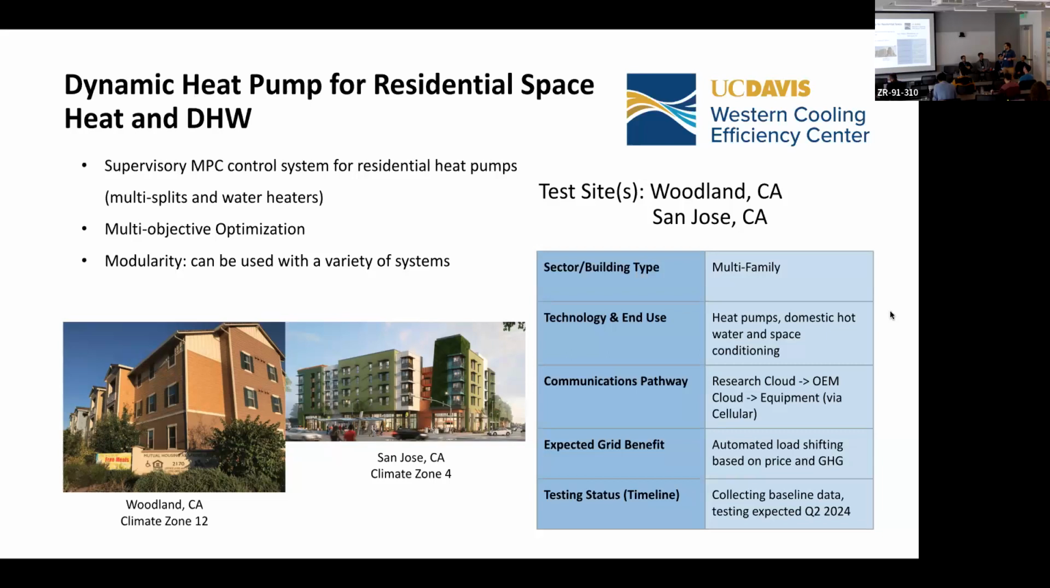And as I mentioned about the individual control, the way that we're building the supervisory MPC is we're taking a modular approach to try and de-risk model predictive control to make it easier for this technology to get into the residential marketplace.